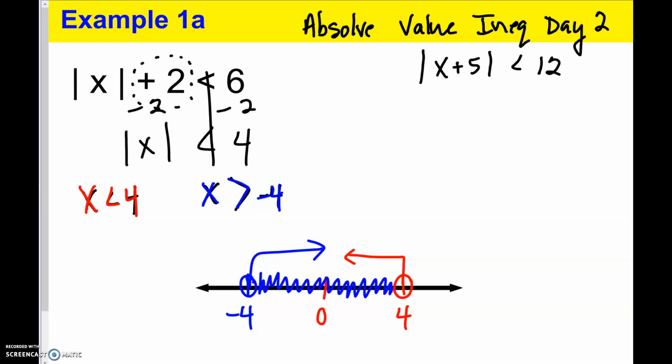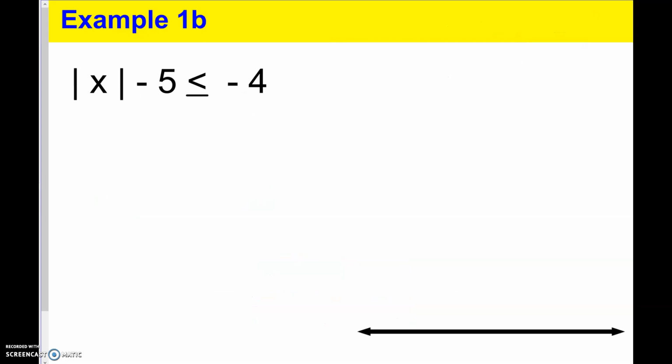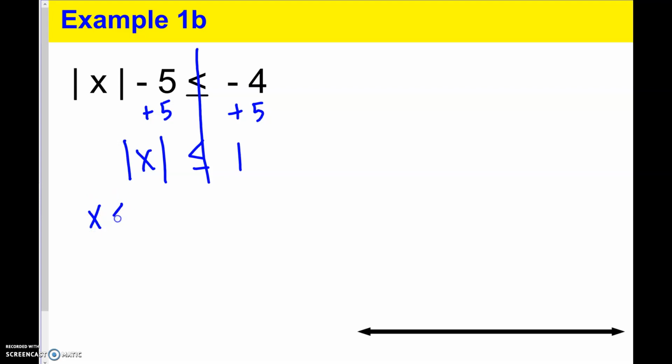All right, next sample problem here. In this case, it looks like we have a negative 5 on the outside. So we're going to add 5, add 5. So we have the absolute value of x is less than or equal to, and negative 4 plus 5 is a 1. So now our two cases are going to be x is less than or equal to 1, and then we have x. Remember, in the second case, we're going to flip the sign, and we're going to make it equal to negative 1.